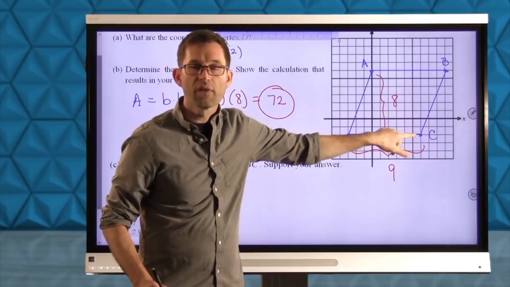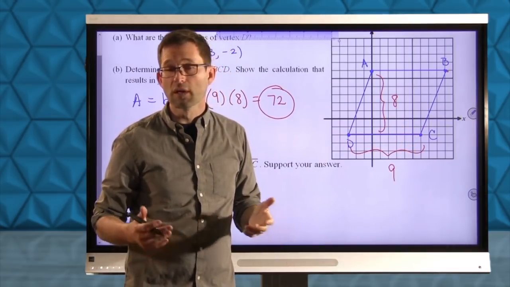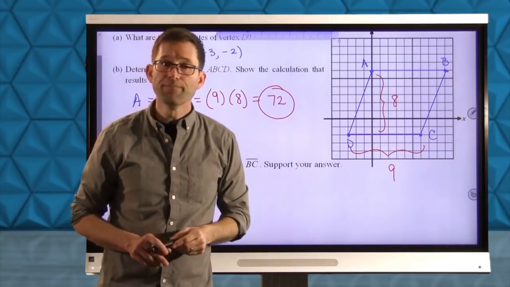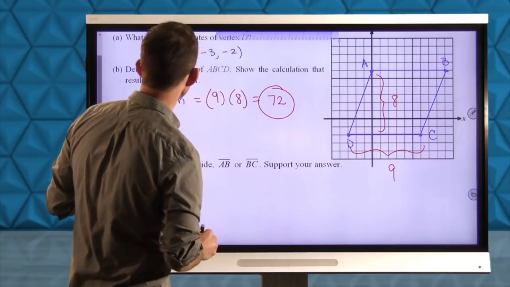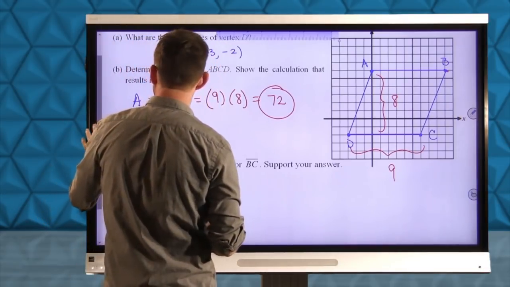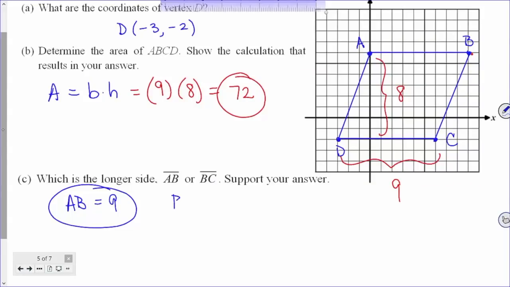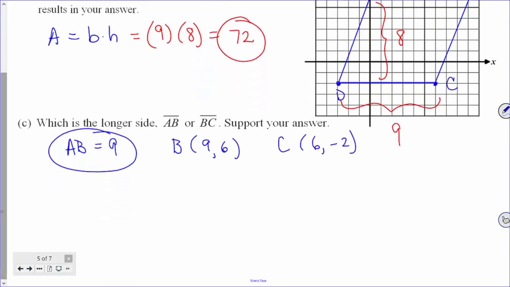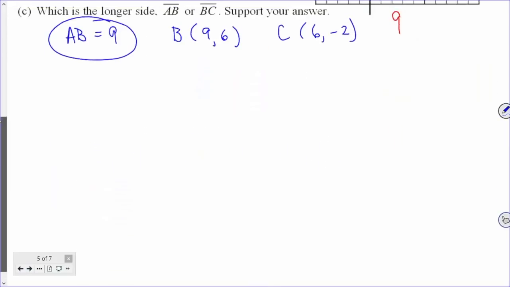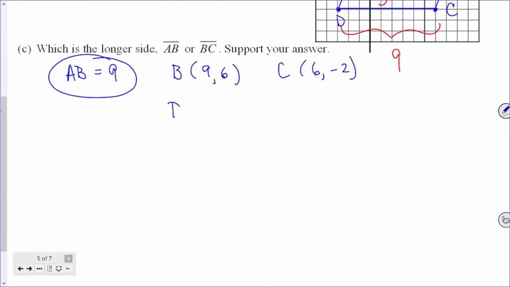Now my question is, what's the length of BC? And in order to figure out the length of BC, we need to use either the Pythagorean theorem or the distance formula, which is the way that I'm going to do it. All right? Now, what do I have? I've got B, that's at 9, 6, and I have C, which is at 6, -2. I just wanted to have those written down so we could scroll up a little bit, and you would be able to see the board a little bit better. Let's figure out the length of BC by using the distance formula.